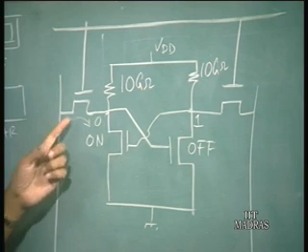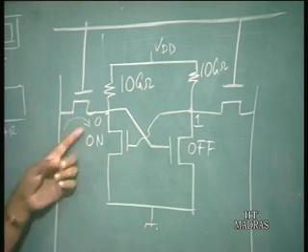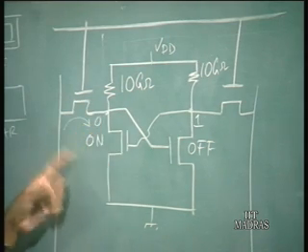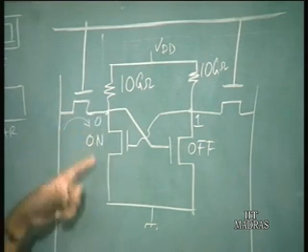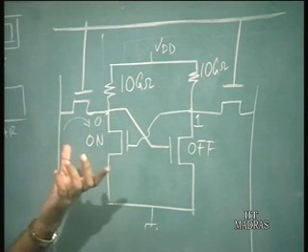So, one of these lines is going to be pulled to a slightly lower value because of this on transistor. This is connected to an on transistor. So, this voltage is going to go down by a small amount, and this has to be sensed by the sense amplifier.